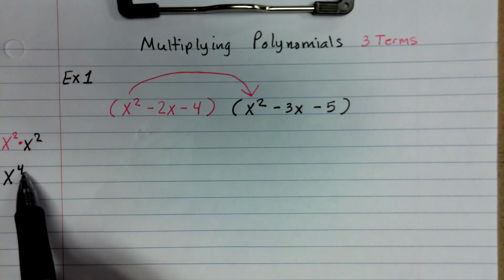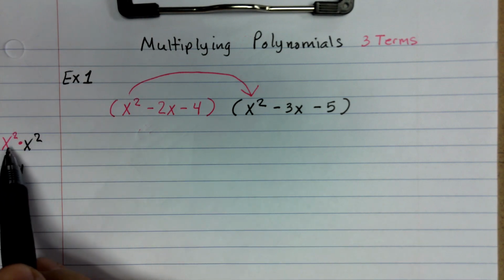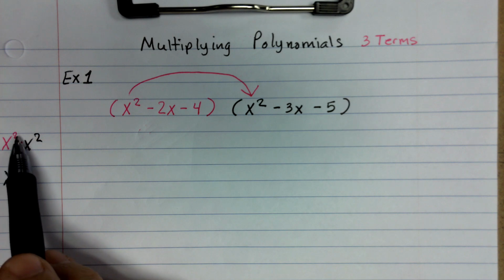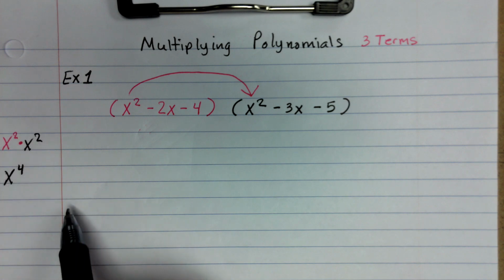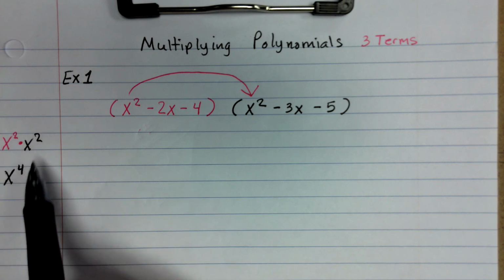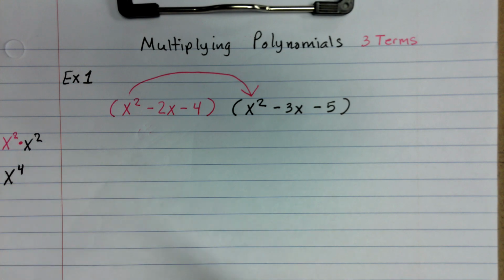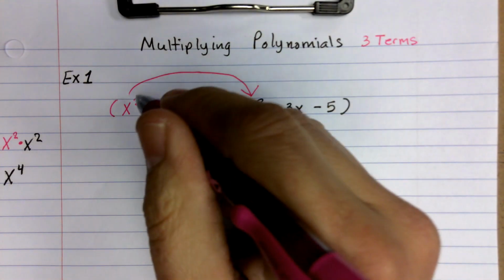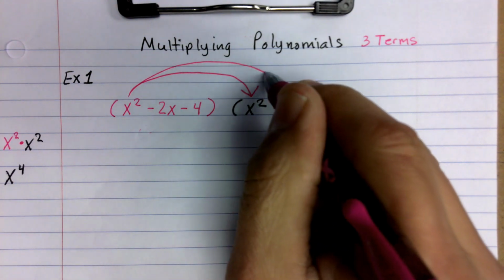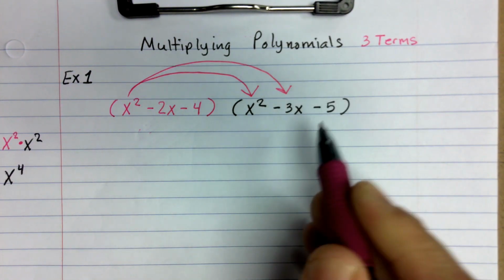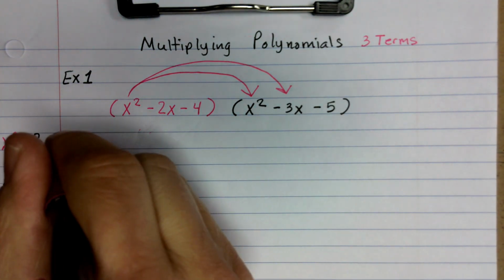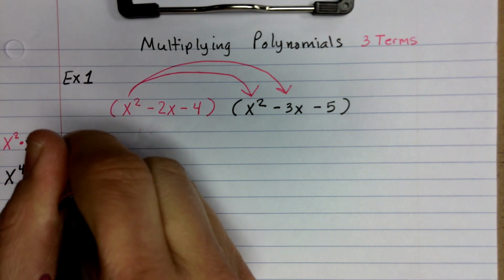And just remember your exponent rules. Whenever you're multiplying the same base, you take the exponent values and you add them together. In other words, 2 plus 2 gives me 4. And now I'm going to go ahead and multiply the next one. So it's going to be x squared times negative 3x.